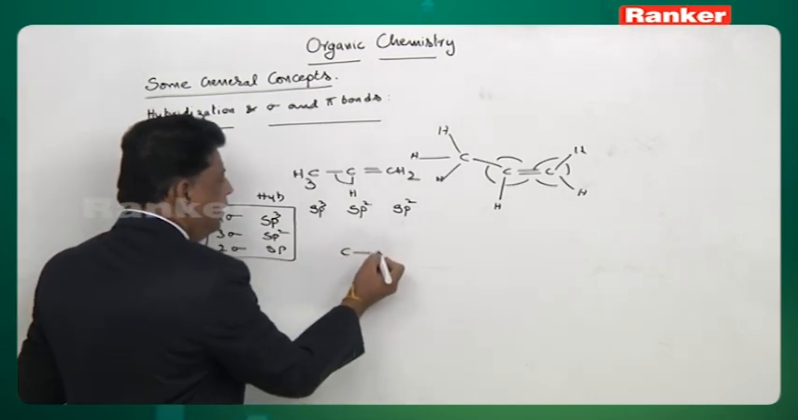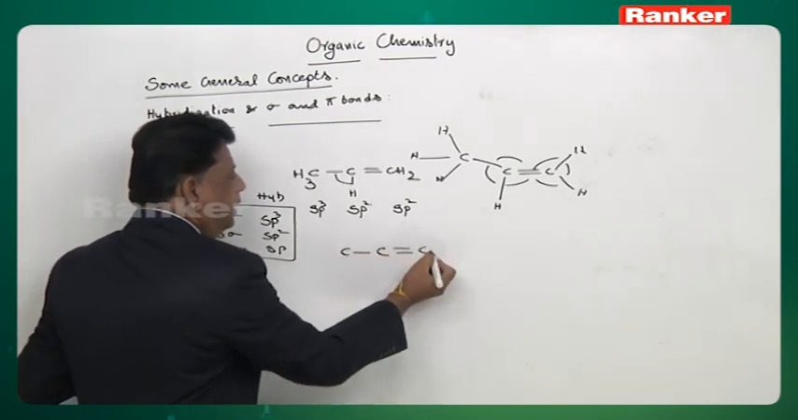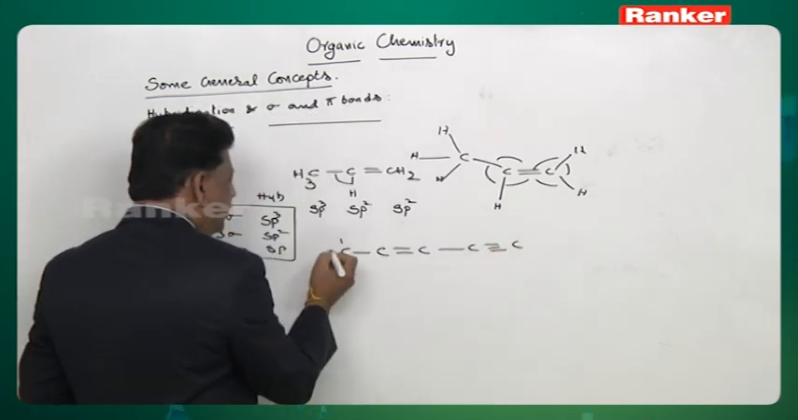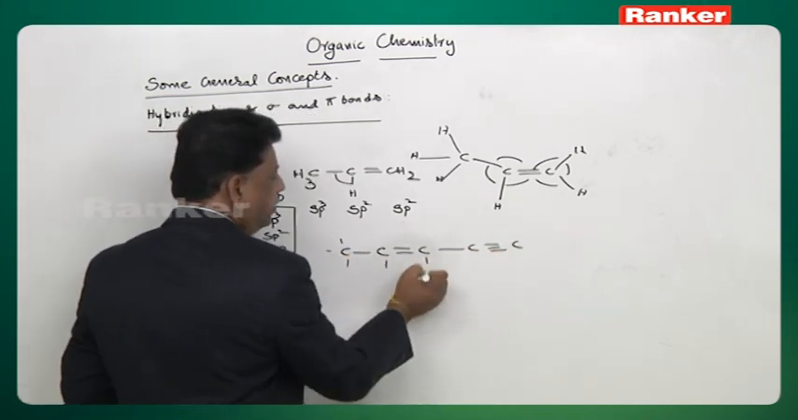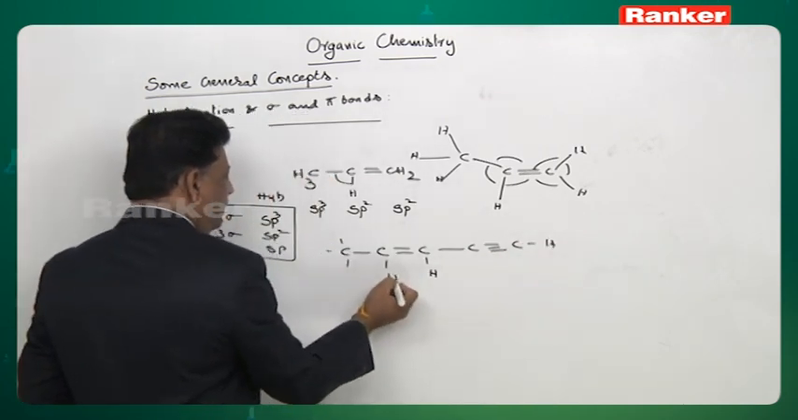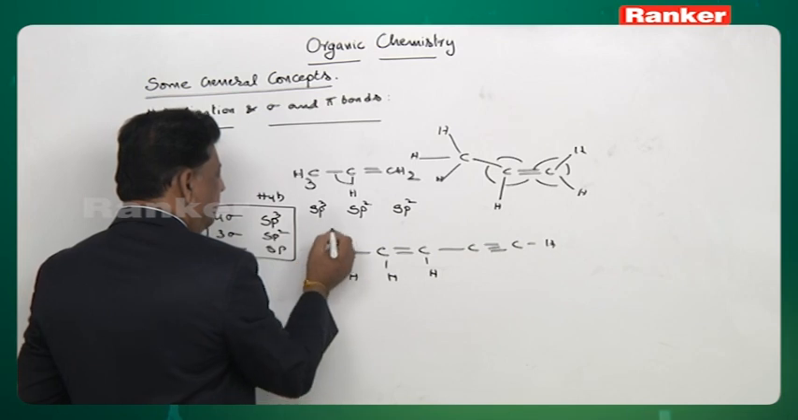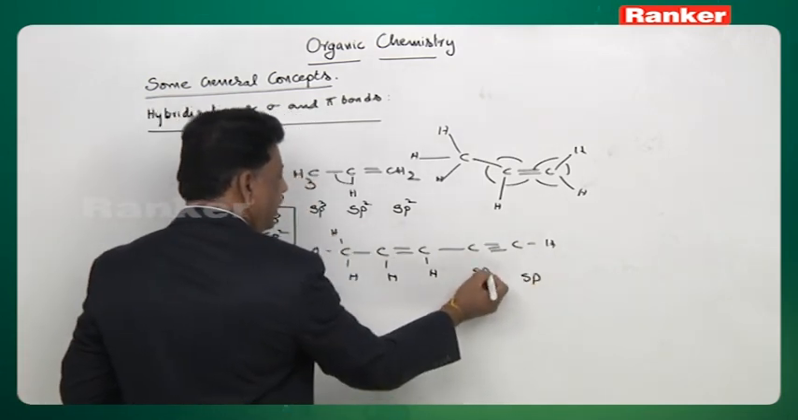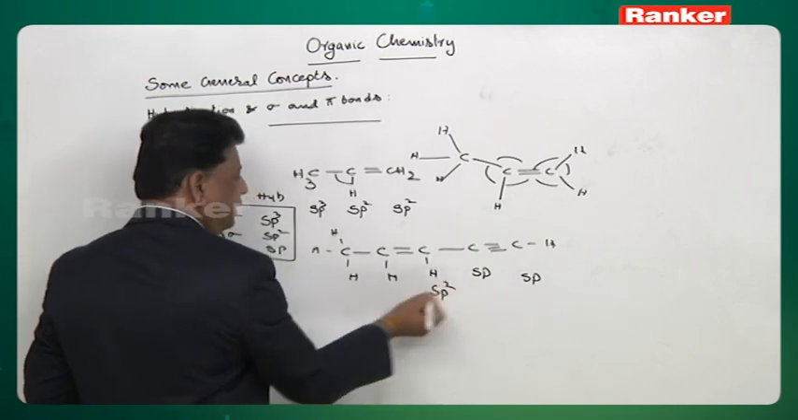Similarly, a carbon with a double bond and a carbon again with a triple bond. So, here the 3 hydrogens, here 1 hydrogen, 1 hydrogen, here 1 hydrogen. So, if the molecule is given, at this carbon it is sp hybridization, here sp hybridization, and here sp2 hybridization.